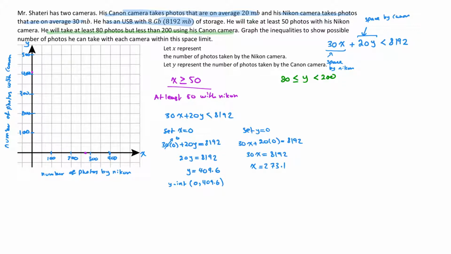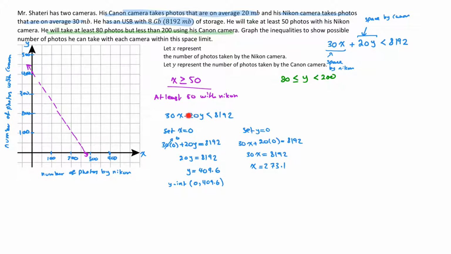And I know in terms of my equation, it's less than, and if it's less than, I have to use dashed lines. So here's a nice dashed line over here. And I know that when I look at the 20y, it says that it's less than this value. And when I look at also 30x, it's also less.